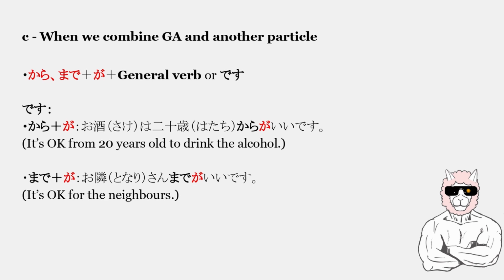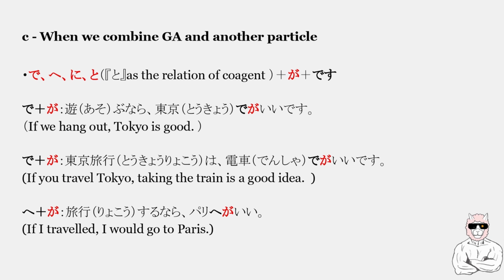The importance is to know that we can combine が and another particle under the condition of the choice of the type of the verb. And these are example phrases using the particles で、え、に、と with が. When these particles are combined with が, we can only use the verb です.